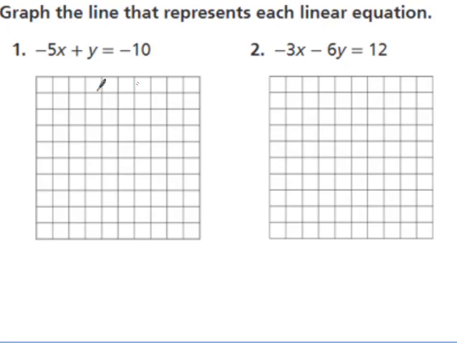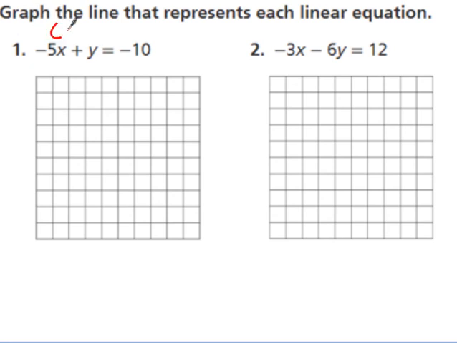So we'll do this first one together, and then I want you guys to try the second one on your own. So first, I want to graph the line that represents each linear equation. So this is in standard form. Now, there is not a number here in front of y. That means that there's just a 1. That's -5x plus 1y. So if I wanted to graph in standard form by using the intercepts, I could do that by plugging in my 2 points.